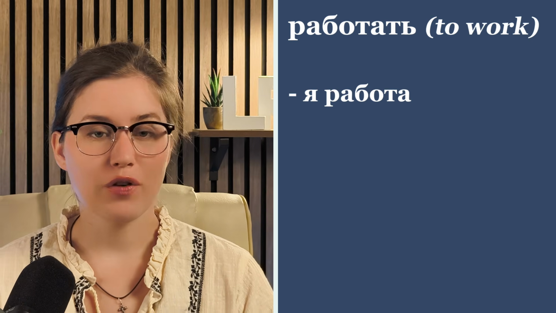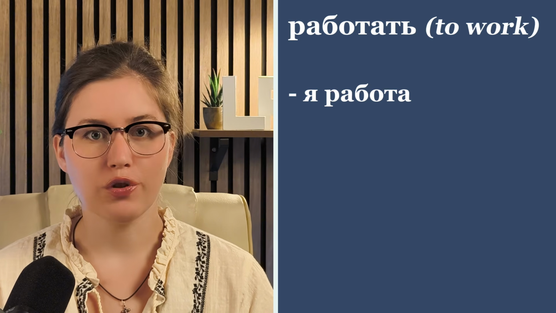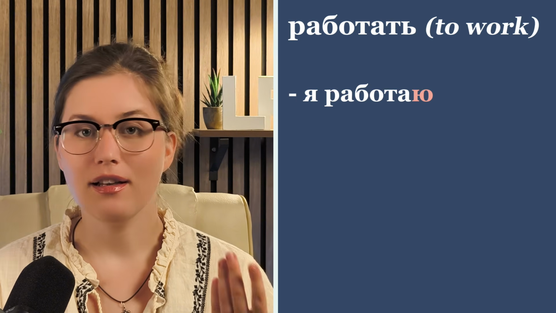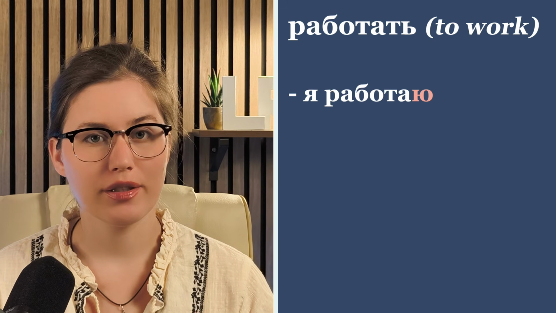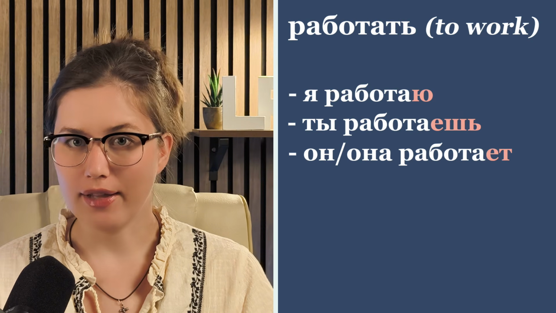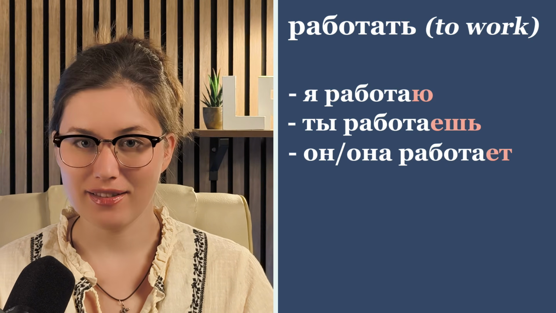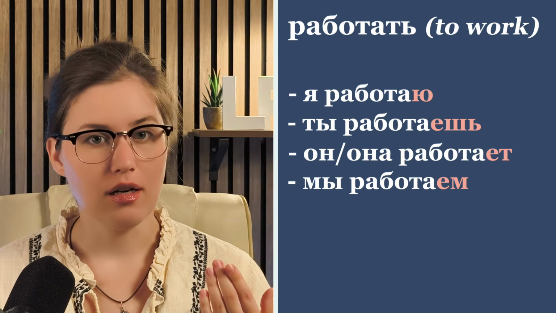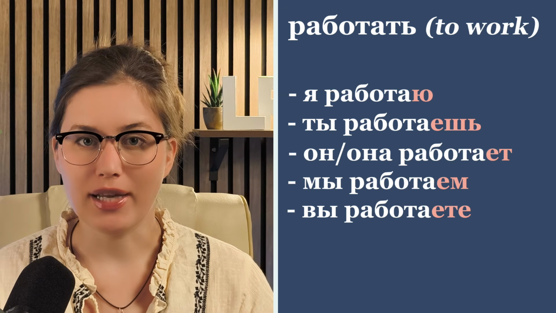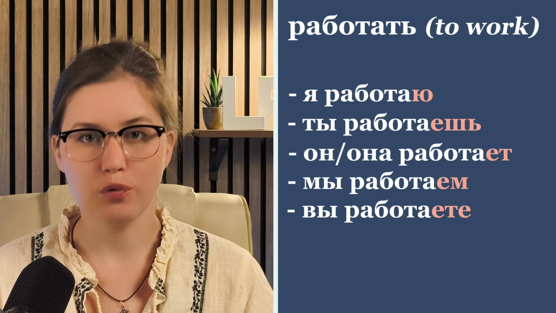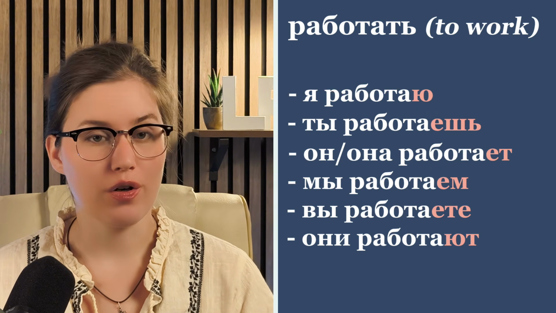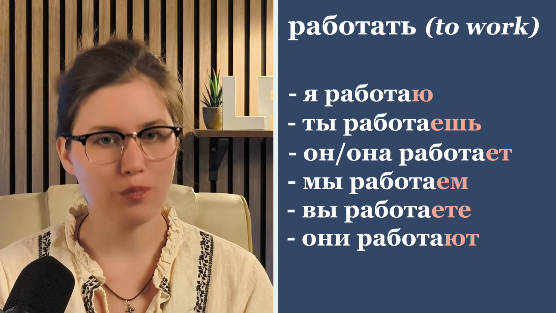Работать, to work. First of all, let's drop the t. You're left with работа. Now you add the endings. Я работаю, I work. Ты работаешь, you work. Он, она работает, he or she works. Мы работаем, we work. Вы работаете, you work, plural. And они работают, they work. Six endings. That's the whole present tense.